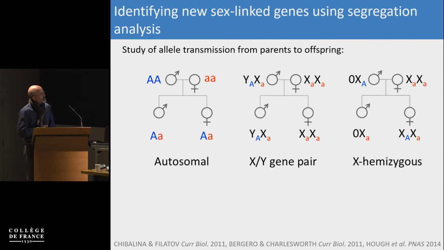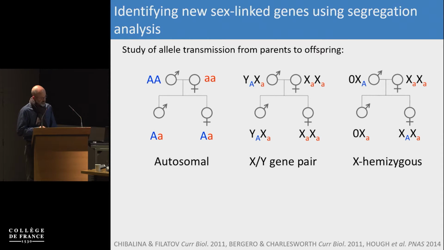And with this segregation analysis method, we can also find X-hemizygous genes, just because they have a peculiar transmission pattern in which the father gives his unique allele to the daughters, and the sons only receive the allele from the mother.